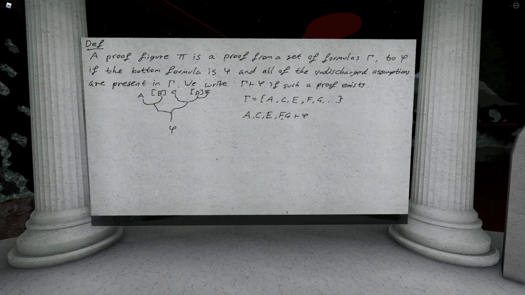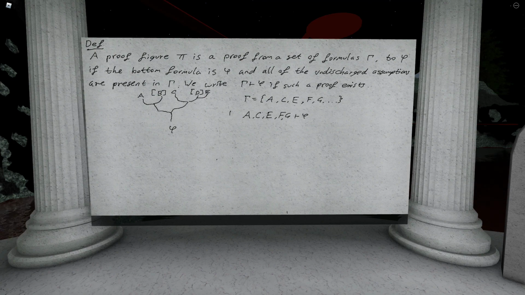Okay. I've got a question, Billy. So that feels a little disjoint between what you said and what you've written. So are we going to say that a proof figure is a pair? It's a pair consisting of such a graph-like structure along with a set of hypotheses? Well, the way I'm writing it is to not do that. I'm just placing a condition on when a proof figure can be considered a proof from gamma to phi. So this proof figure is a proof from A, C, E to phi, but it's also a proof from A, C, E, F, G to phi.